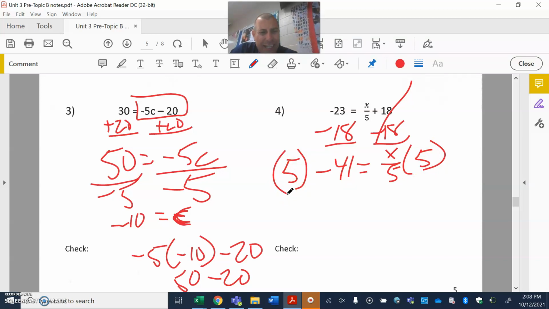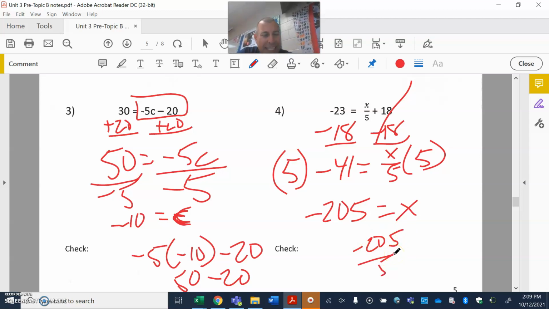Let's see how I did here. 5 times a -41. All right, 5, -20, -205 equals x. All right. Seems a little suspicious. I don't know. This is why we like the check step. So if you're in a test or a quiz and you're like, I'm just not sure, let's check it out here. If I take the -205 and divide it by 5, I need to then add on an 18. I should be getting my -23.